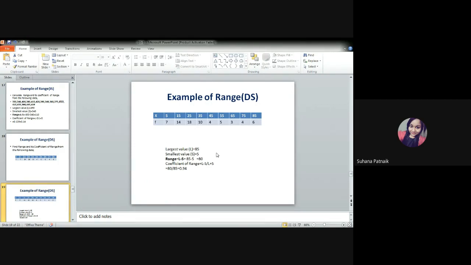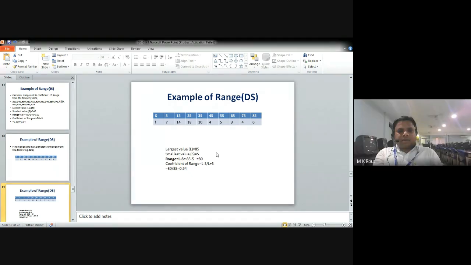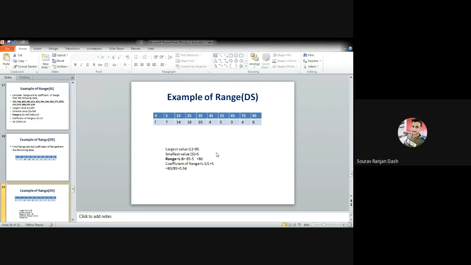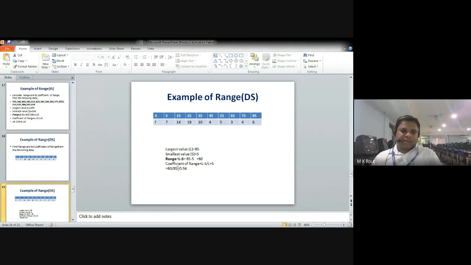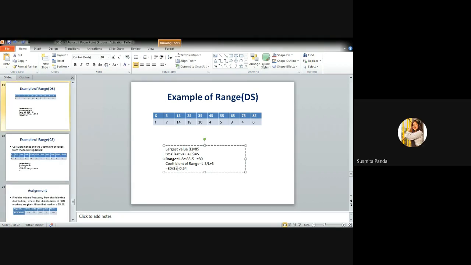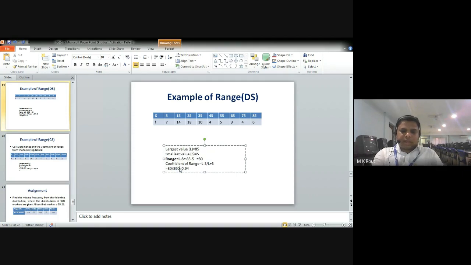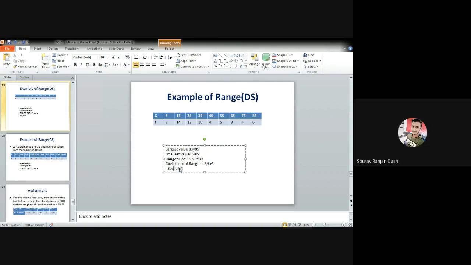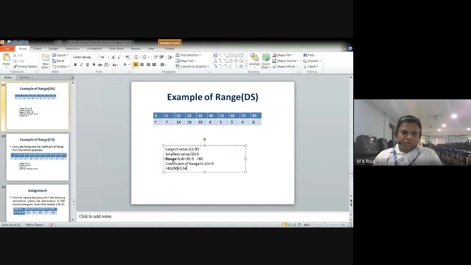So 0.89. 85 minus 5, that is 80, divided by 90. 80 by 90, that equals how much? 0.89.